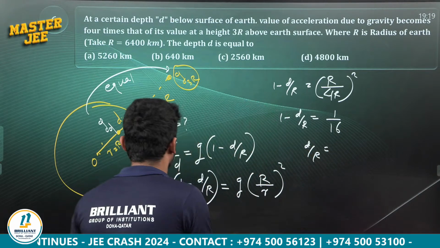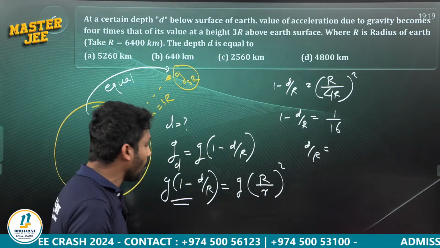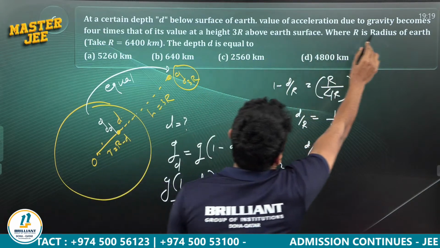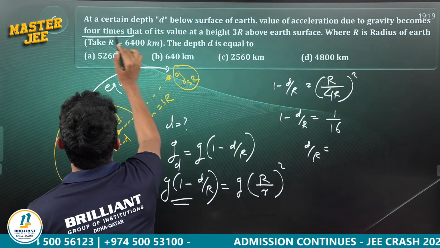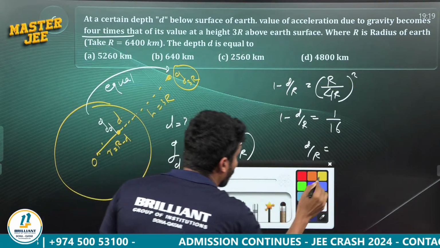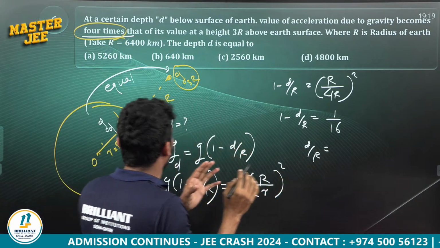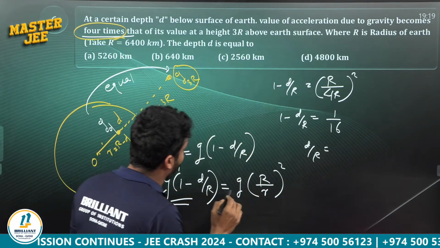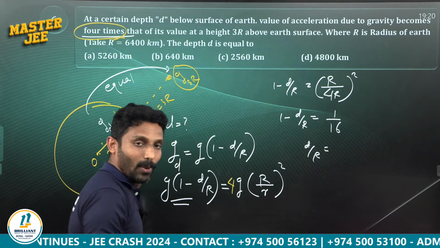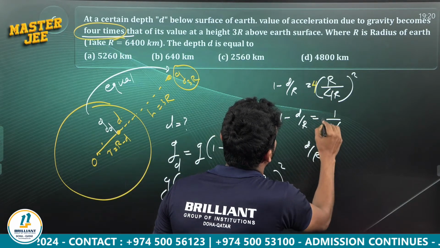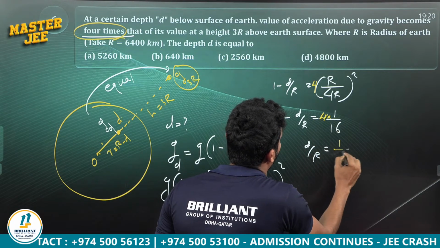Here g into 1 minus d by r is the value at the depth. Now the value of acceleration due to gravity becomes 4 times. Here a term is missing, that 4 times is there. Yes, 4 times the value at the height. 4 should be there. 4 times means this is 1 by 4 only.